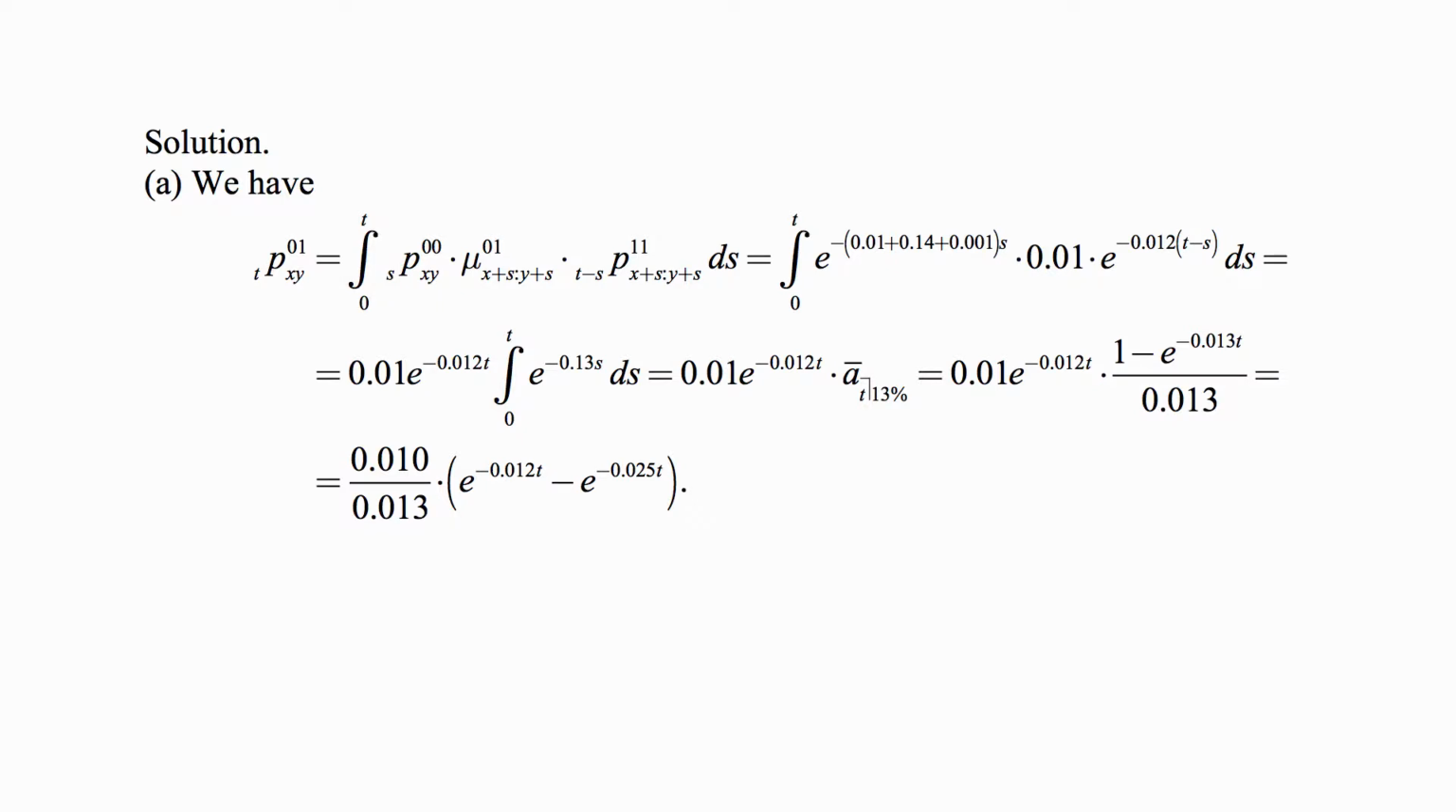Then in an instant between time s and s plus ds, the force of transition from 0 to 1, which is mu 0,1 superscript, moves that system from state 0 to 1. And then for the remaining period of time between s and t, of length t minus s, the system remains in state 1.